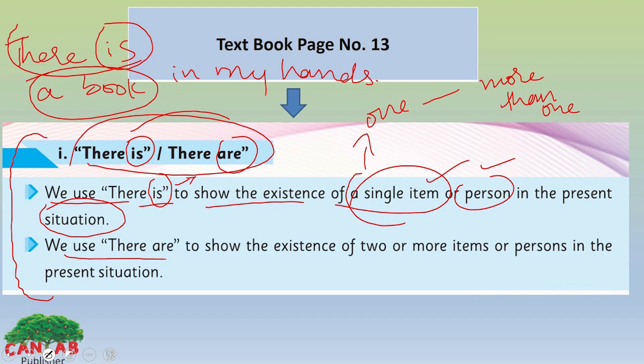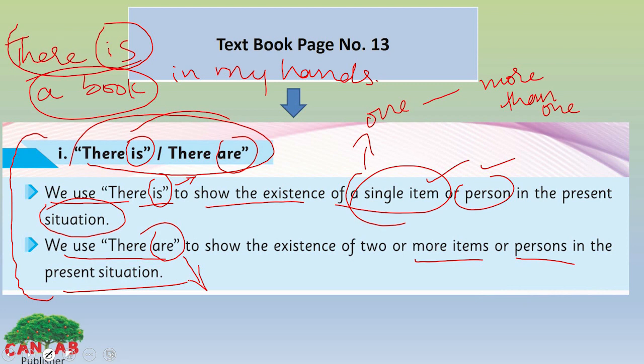Now look at the second use, there are. We use there are to show the existence of two or more items or persons in the present situation. Yes, in this we have a plural form, more than one, 2, 3, 4, 5 and so on. That's why we will use are here. Is for the singular and are for the plural, more than one.